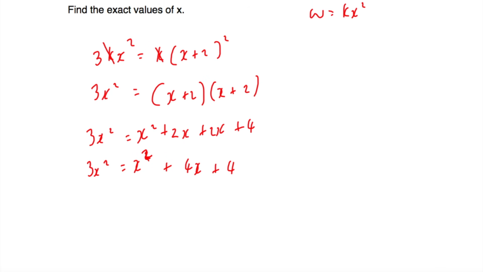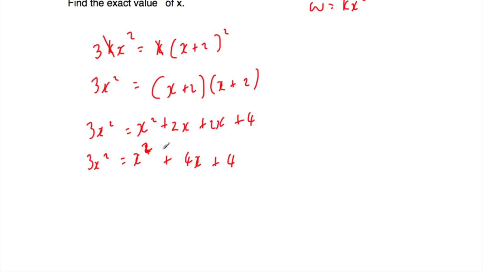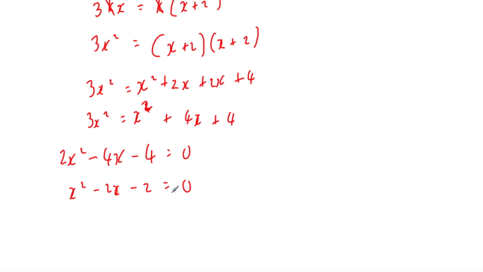Okay, now let's bring everything to the left hand side. If we take away x squared from both sides, we'd have 2x squared. And then take away 4x from both sides, so it'd be minus 4x. And take away 4 from both sides would be minus 4, and that equals 0. And then if we divide everything by 2, we're going to get that x squared minus 2x minus 2 equals 0. We've got two different approaches that we could use here. We could use completing the square, or we could use the quadratic formula. And let's just do both for a bit of fun.